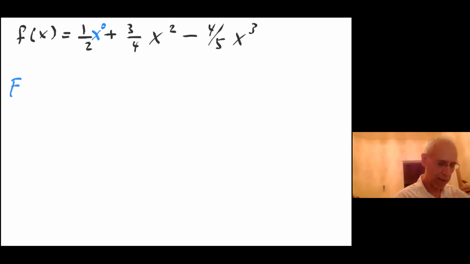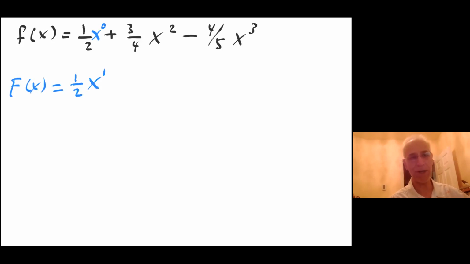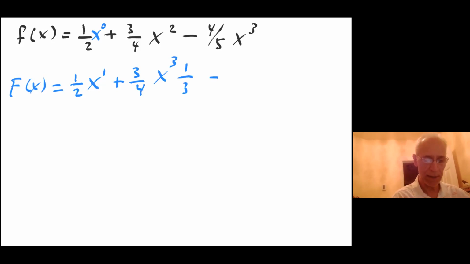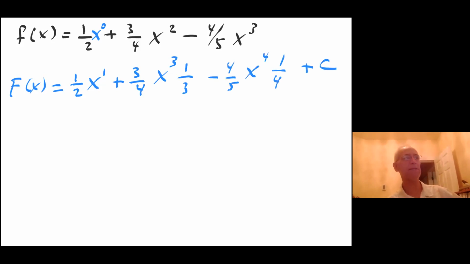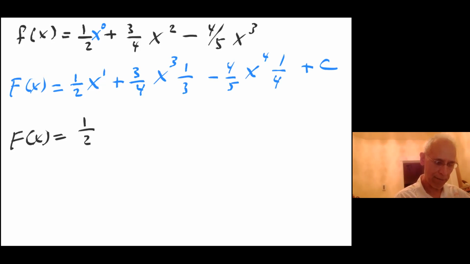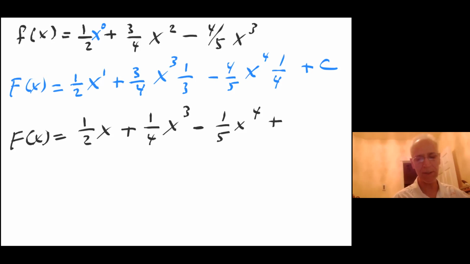So now the capital F of x, the antiderivative: here's my 1/2 x to the power of add 1. And then I have to divide by that 1, which I'm not going to do because it doesn't make a difference. Plus 3/4 x, add 1. And then instead of dividing by 3, I'm going to multiply by 1/3. Minus 4/5 x to the power of 4 times 1/4, plus some constant c. So F of x equals 1/2 x plus 1/3 times 3/4, which is just 1/4 x cubed, minus 1/5 x to the power of 4, plus some c.